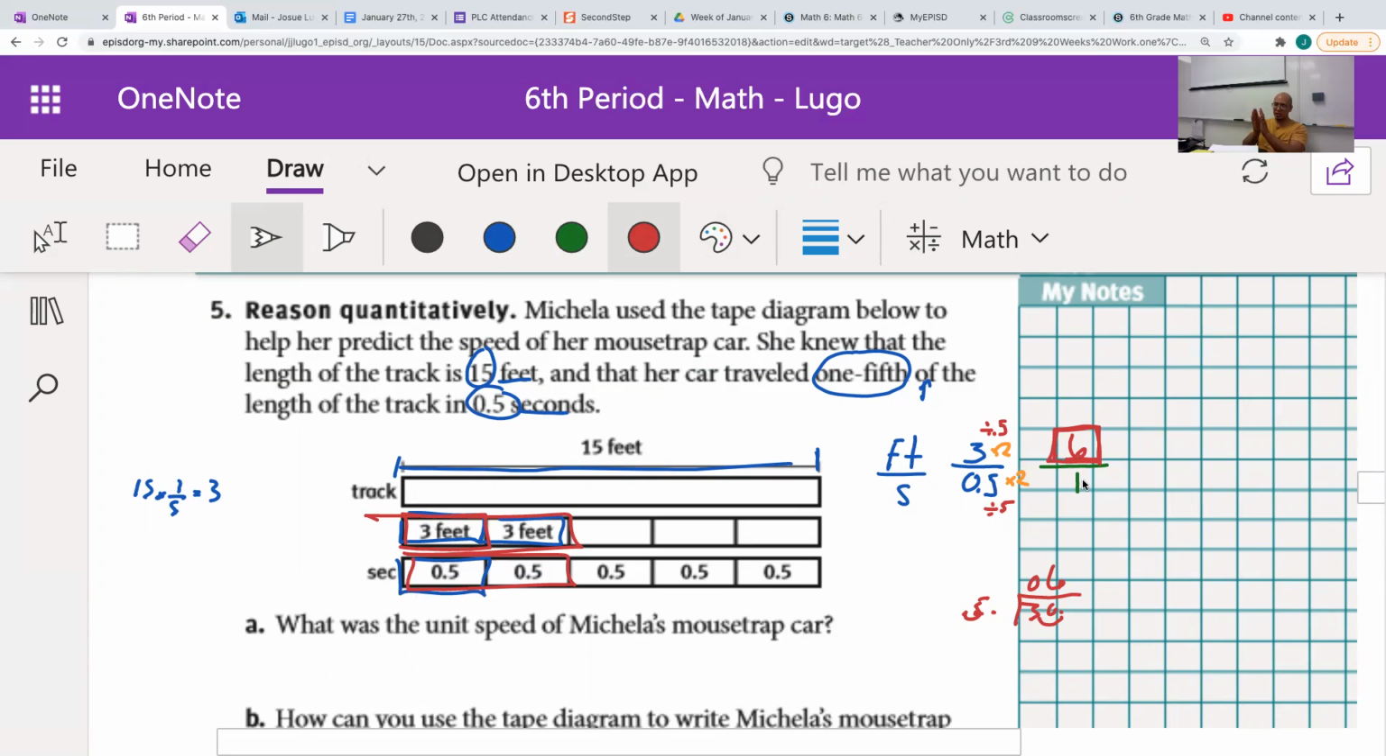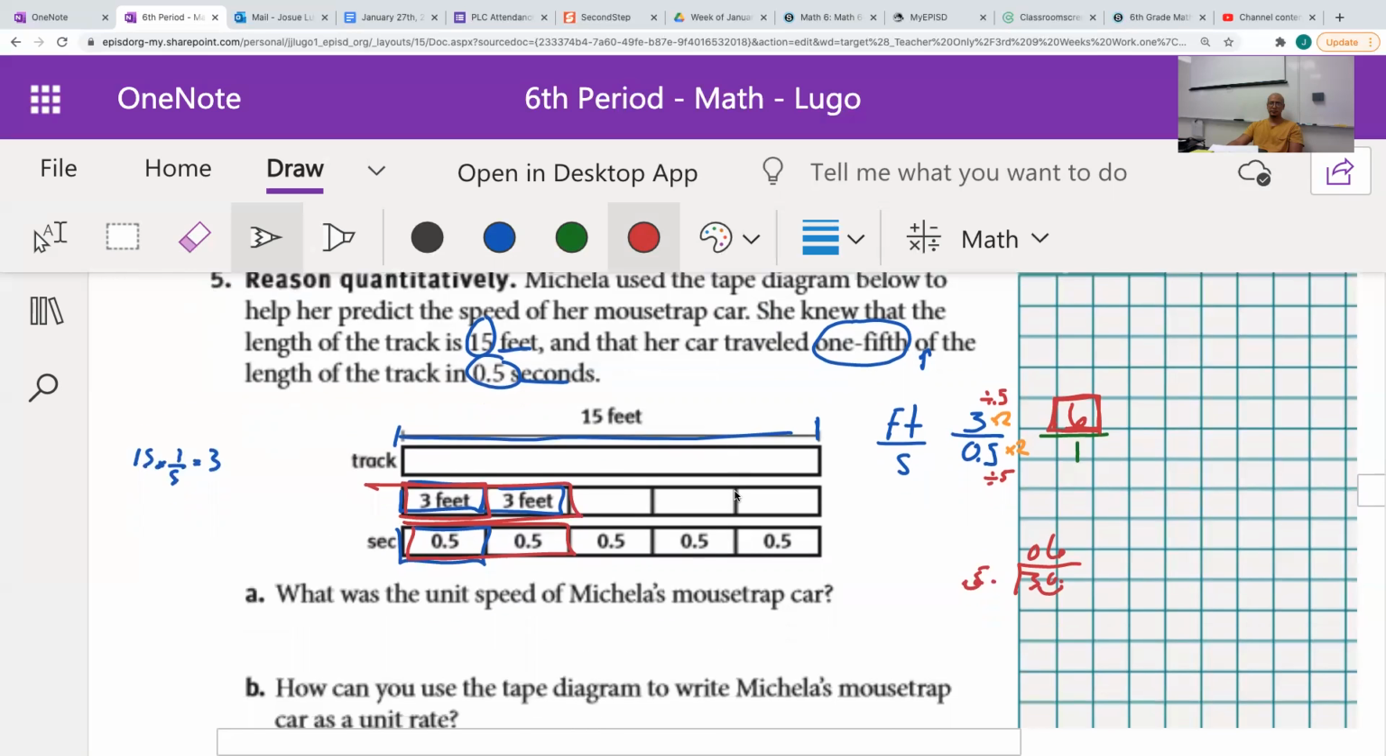If that's a bit confusing, I encourage you to rewind the video, watch this part again, and notice how we're going feet per second. We have 3 feet in 0.5 seconds. Well, how many feet in 1 second? We can multiply by 2 and get 6, or divide by a half and still get 6. Same thing.